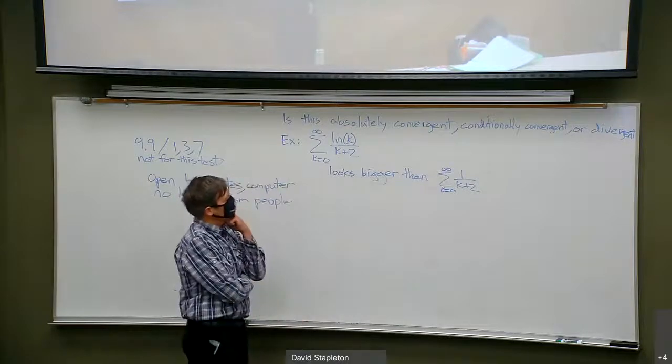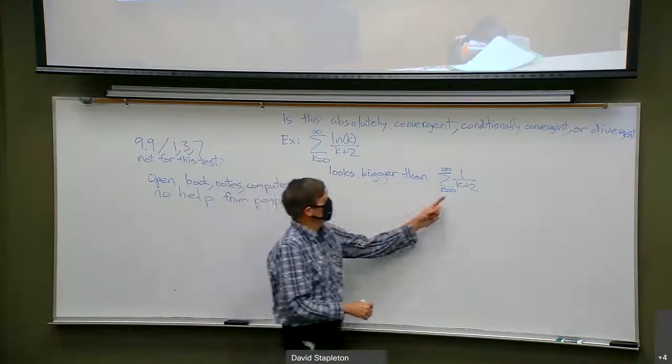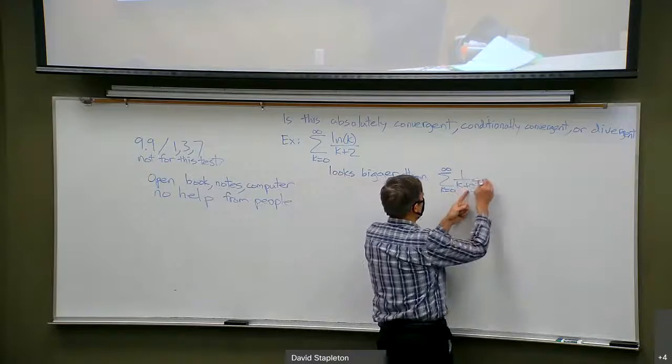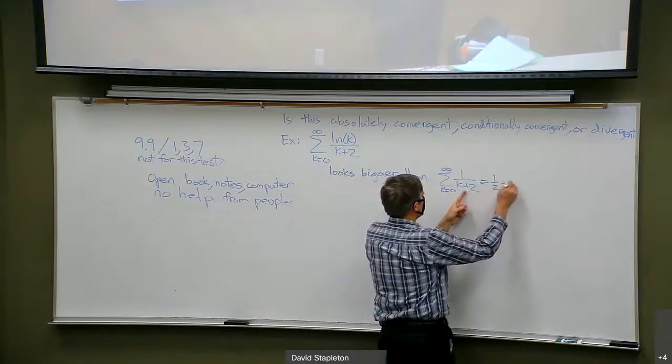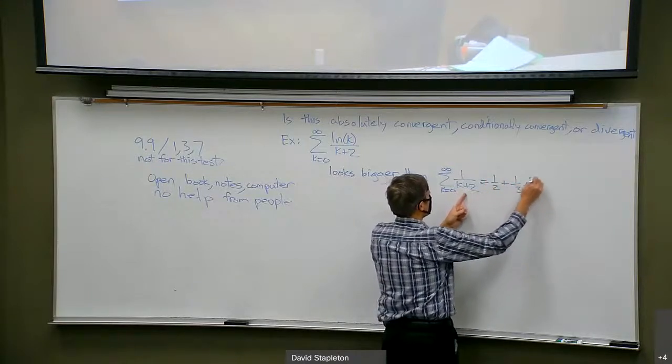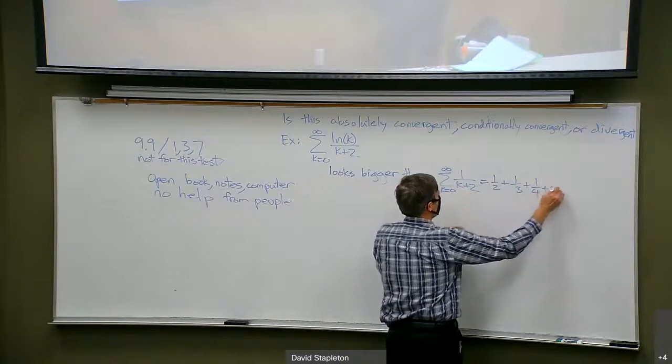But what is this? If you think about it, you put in k equals 0 and you get 1/2. Put in k equals 1, you get a third, then you get a fourth. What series is that?